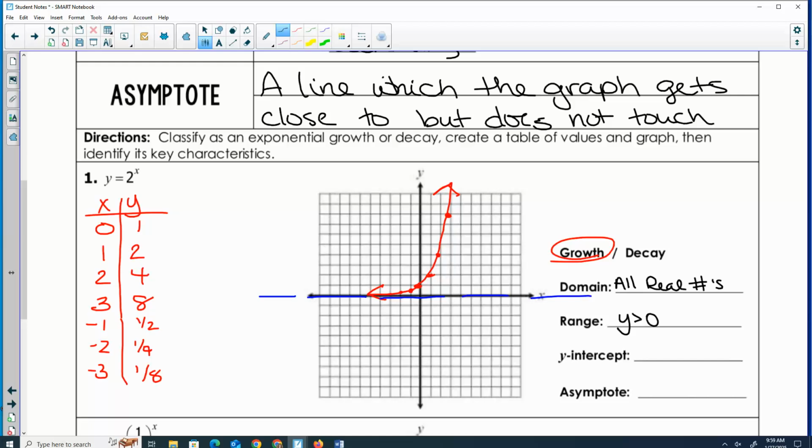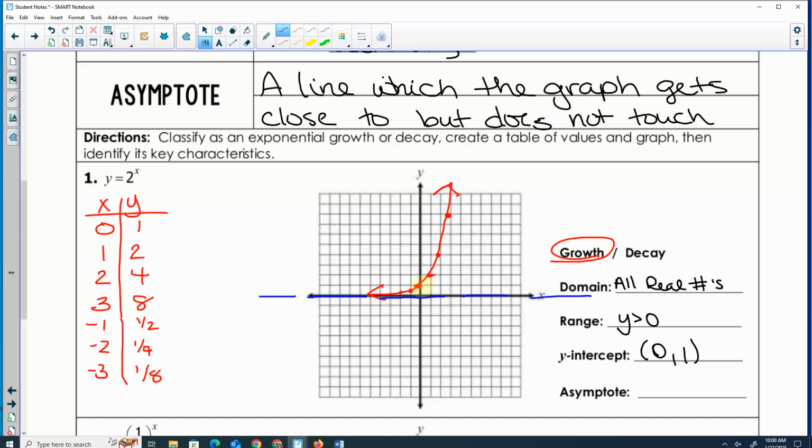Okay, my y-intercept. That's the point when we cross the y-axis, so that's right here. So that is the point (0, 1). When x is 0, what's your y value?